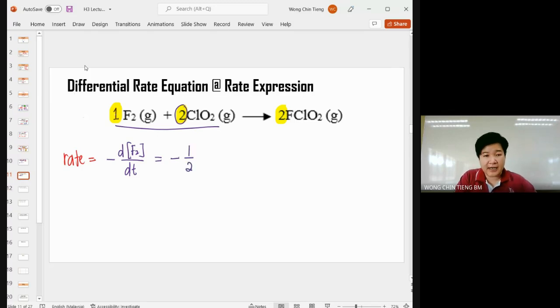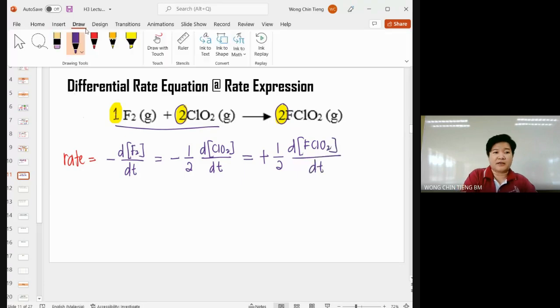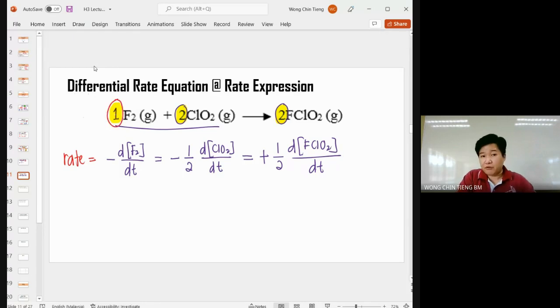Alright, stoichiometry akan dijadikan 1 per stoichiometry. dClO2 concentration over dt equals to positif, sebab kita dah bergerak ke produk positif. Sama juga stoichiometry 2, so 1/2 dClO2 dt. So that is how we write the rate differential equation. But before rate differential equation, make sure your equation is balanced, because the balanced equation stoichiometry will be used over here. Kita akan buat 1 per stoichiometry. Okay?